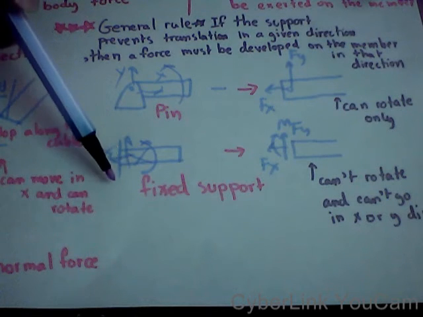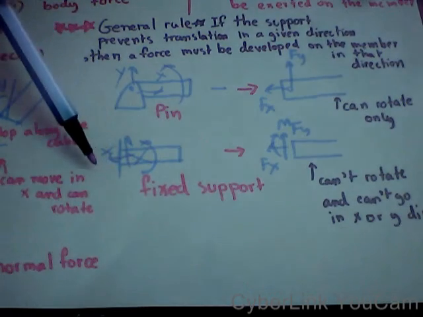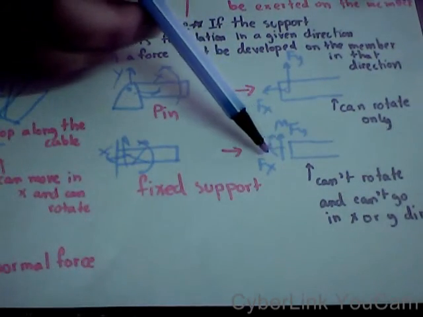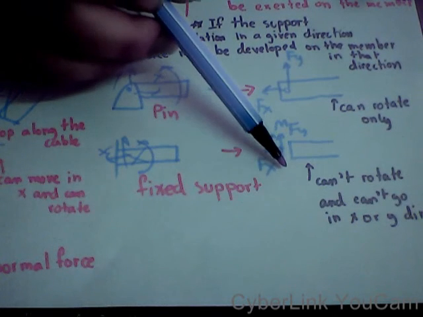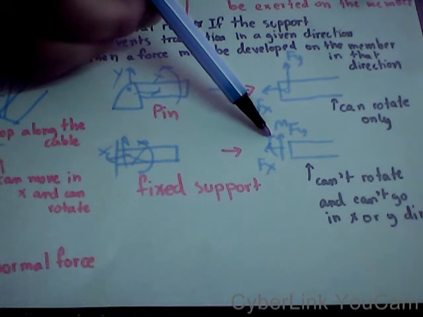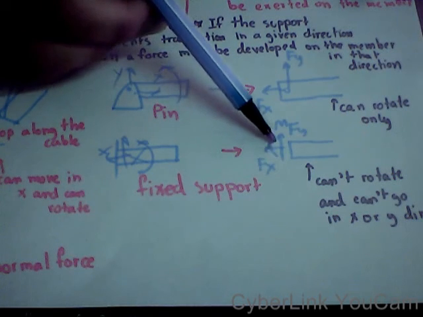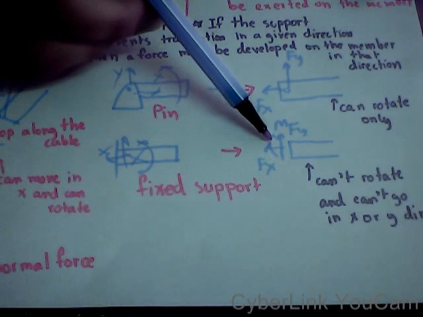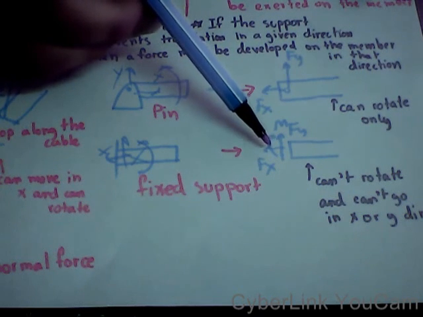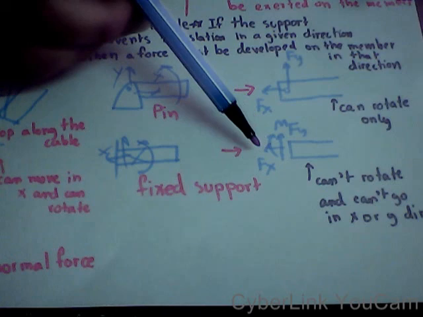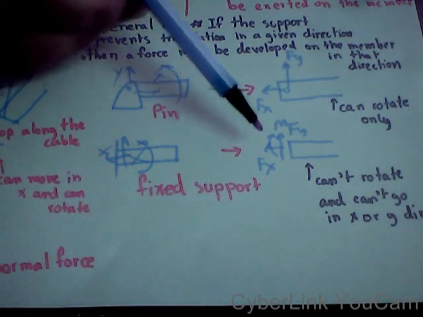So if you can't rotate, can't go in x, can't go in y, we will have a force Fx because you cannot move in x. We will have a force Fy because you cannot move in the y direction. And you cannot rotate it, so you have a couple moment here. So this is the way to consider the reaction force at the support.